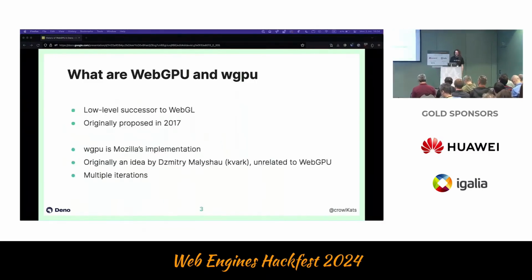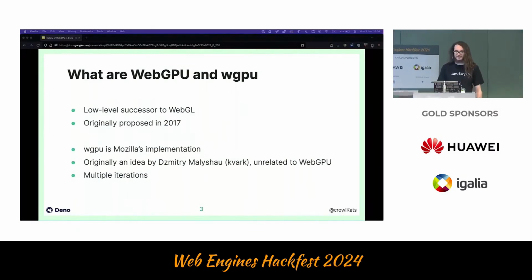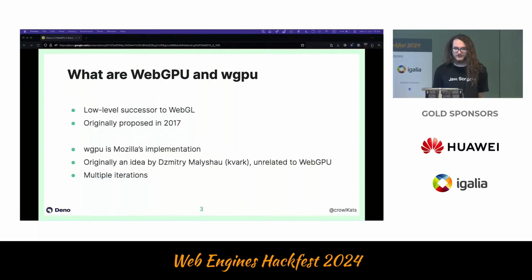So what are WebGPU and WGPU? I'll get into details right now. WebGPU is a successor to the WebGL API and provides a lower level API compared to it. It's more nitty-gritty, more similar to Vulkan, if you're familiar with that.